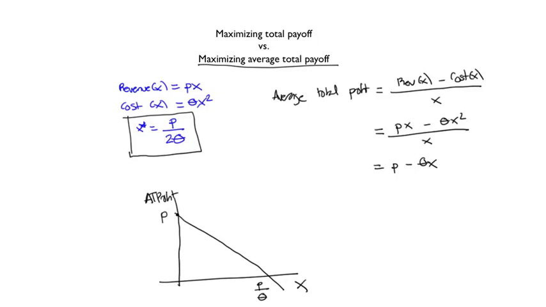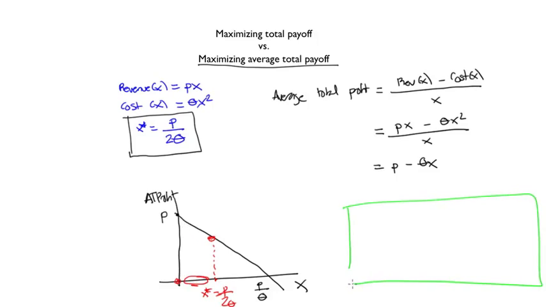Notice that the level of output at which the average profit is maximized is producing as little as possible, something around X equals 0, and yet the total maximizing level of output is X star equals P over 2 theta, which is kind of halfway between 0 and the intersection here, which clearly doesn't maximize average total profit, because there are levels of output that the firm could take that would generate less total profits but higher average total profit. So what is the lesson?